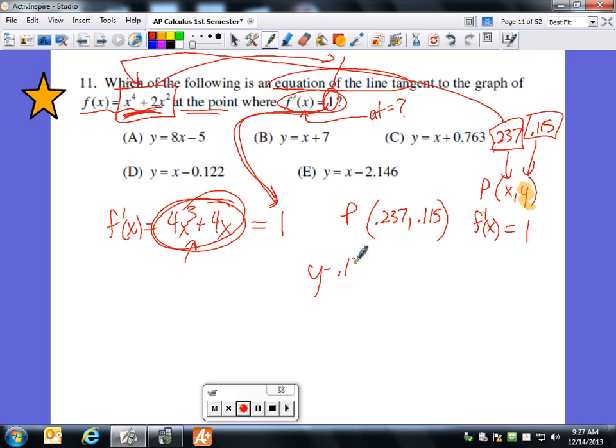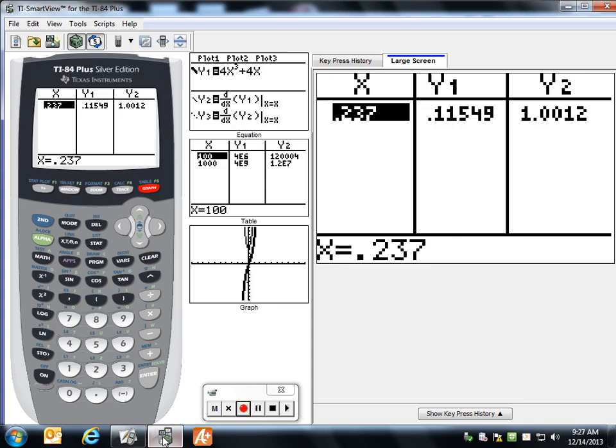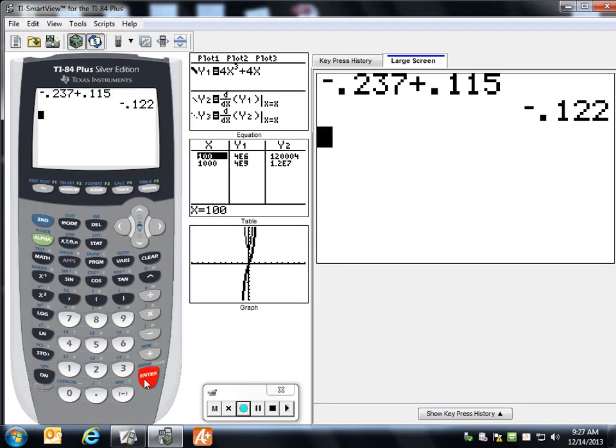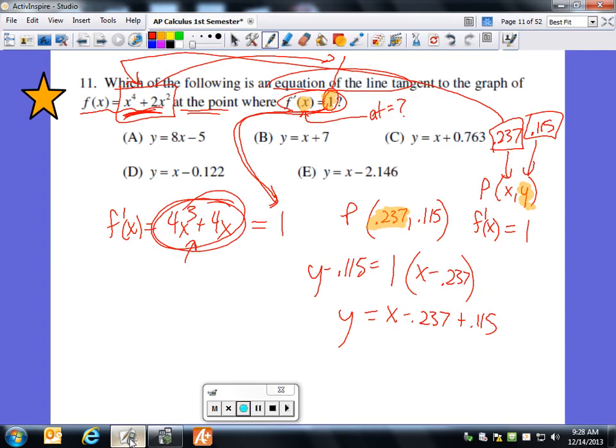So y minus y1 is equal to my given slope of 1, and it's going to be x minus x1. Now remember, this x1 that we found was our x value, the intersection of my derivatives, but it also gives me my input throughout. So x minus 0.237, and then when I multiply it out and move it over, I'm going to have x minus 0.237, and I'm going to add that 0.115. This will be what y is. So negative 0.237 is going to add with 0.115, and I'll get negative 0.122, which gives me the answer of D.